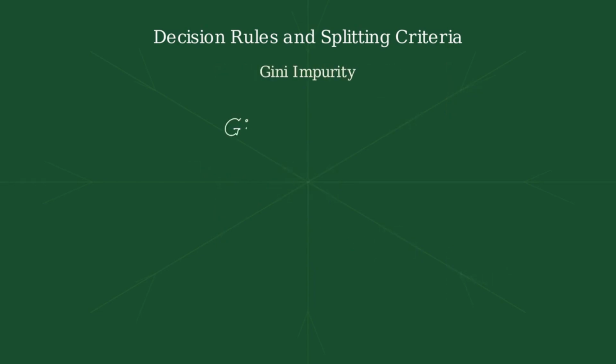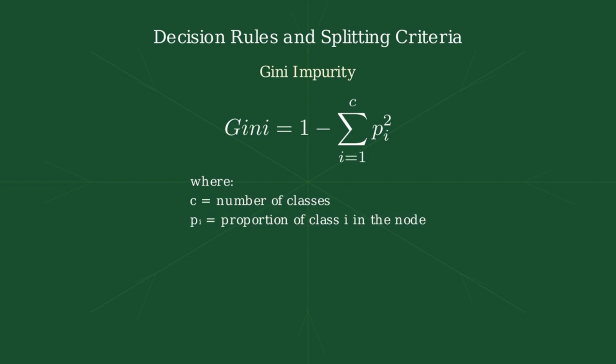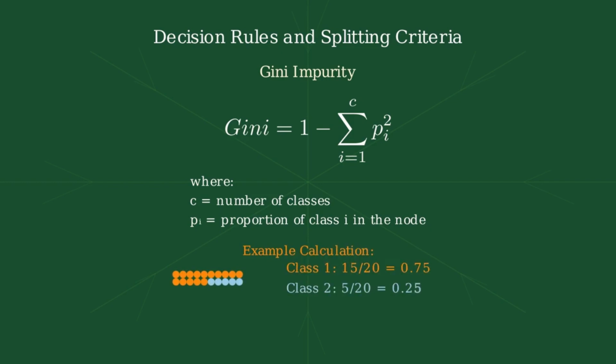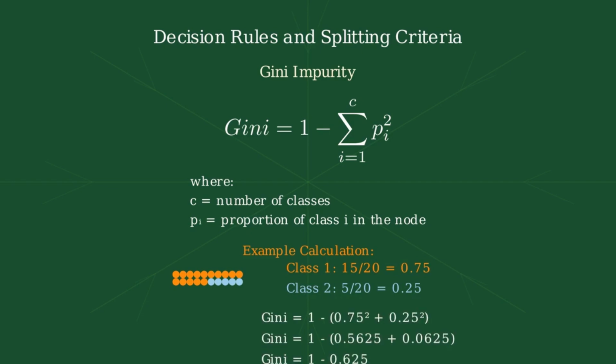Gini impurity measures the probability of incorrectly classifying an element if it were randomly labeled according to the class distribution in the node. Let's calculate Gini impurity for a node with 20 samples, 15 from class 1 and 5 from class 2. The probability for class 1 is 0.75 and for class 2 is 0.25. Plugging these into our formula, Gini equals 1 minus the sum of squared probabilities, which gives us 0.375.